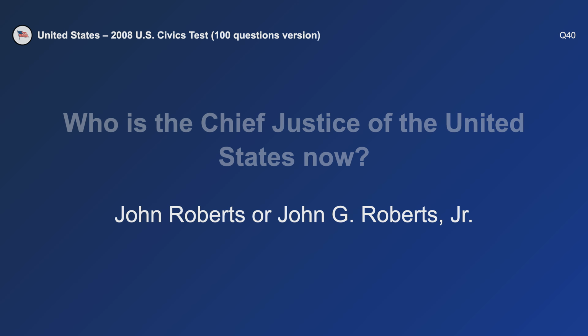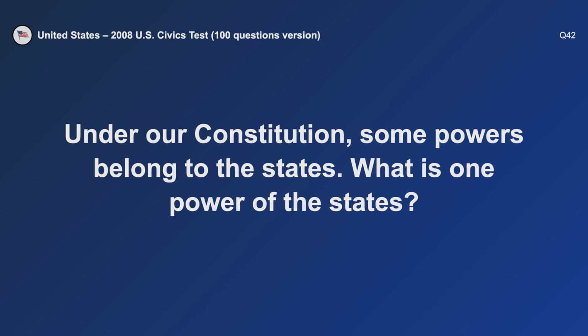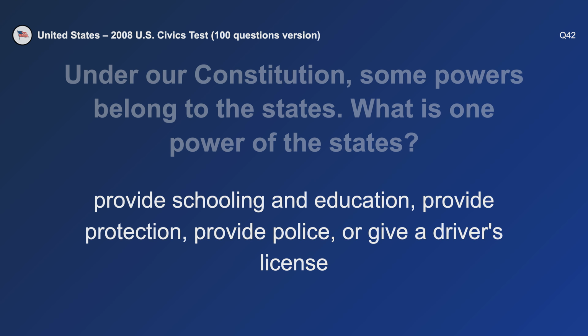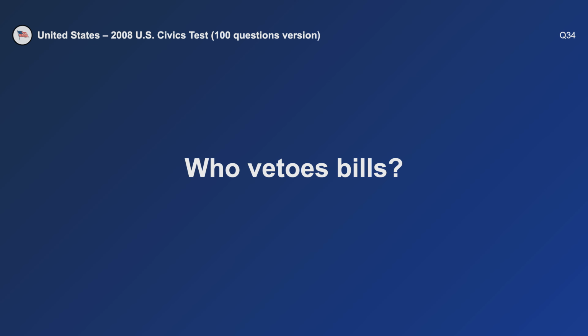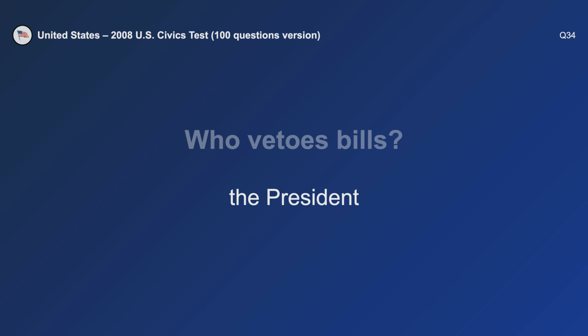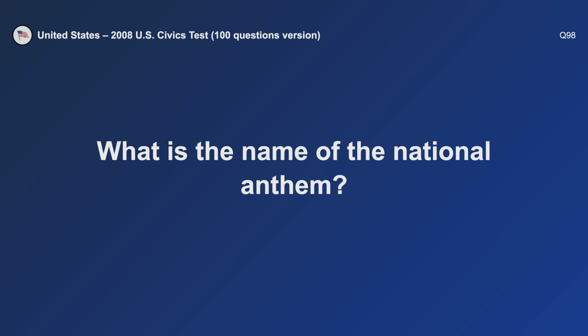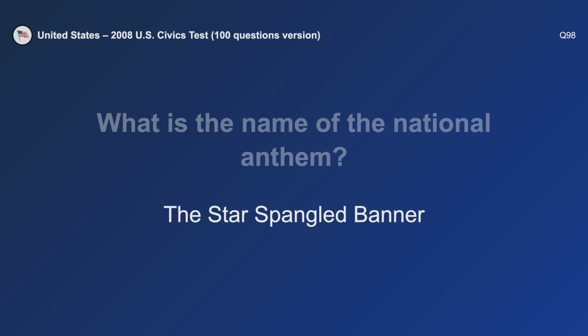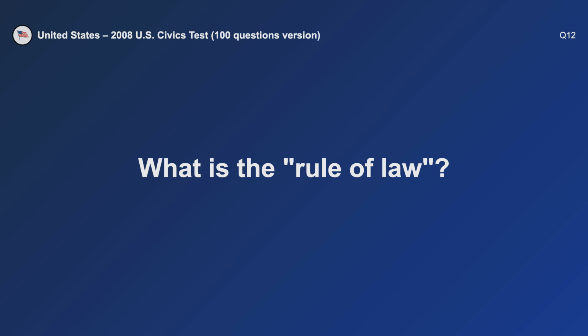John Roberts. Under our Constitution, some powers belong to the states. What is one power of the states? Give a driver's license. Who vetoes bills? The President. What is the name of the national anthem? The Star-Spangled Banner. What is the rule of law?